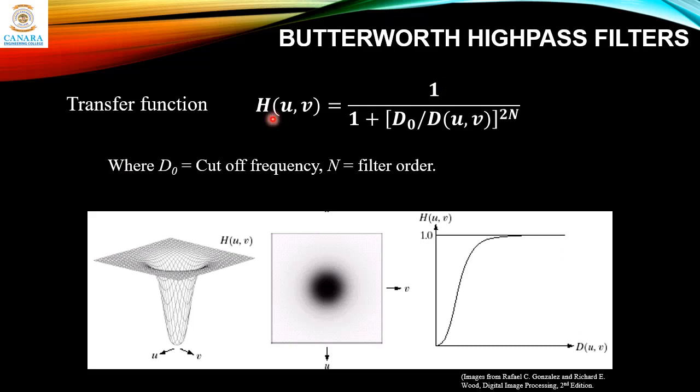For the Butterworth high pass filter, the transfer function is given by 1 by 1 plus [D0 by D(u,v)] raised to 2n, where D0 is the cutoff frequency and n is the filter order. As you increase the filter order, it approaches the ideal filter. It is similar to the low pass filter, but it cuts the low frequency components and passes the high frequency components, and the transition is smoother than the ideal high pass filter.